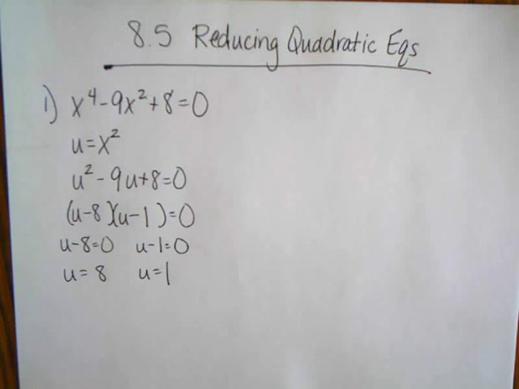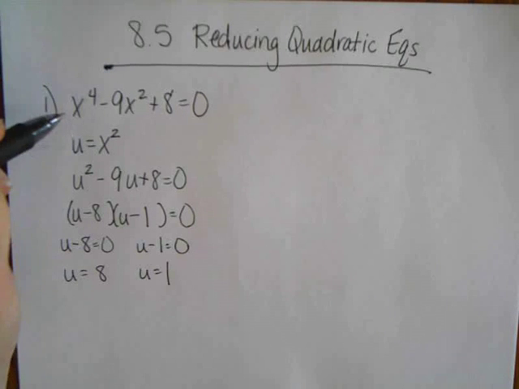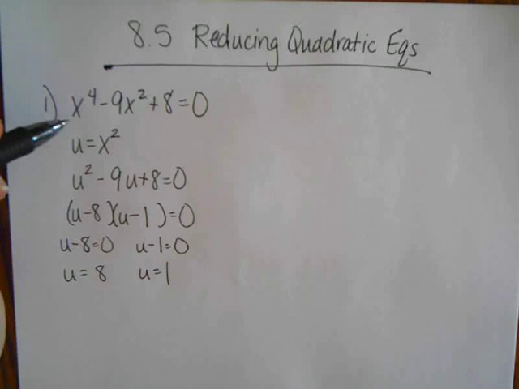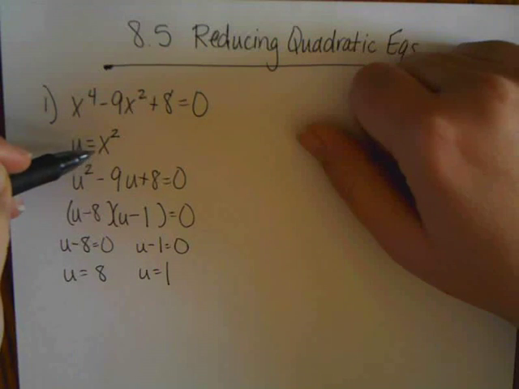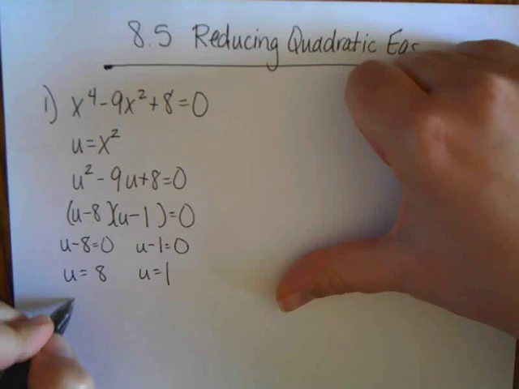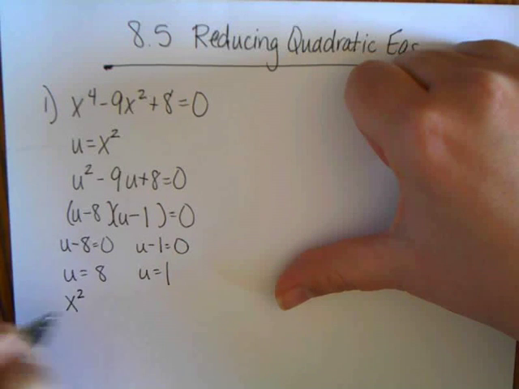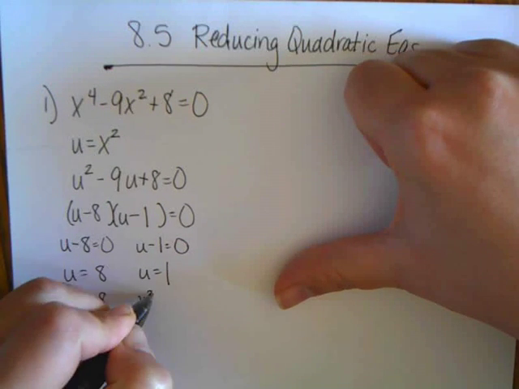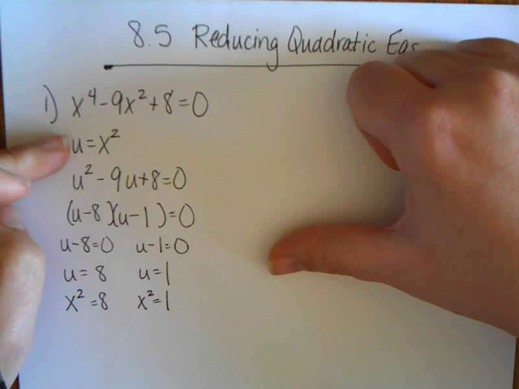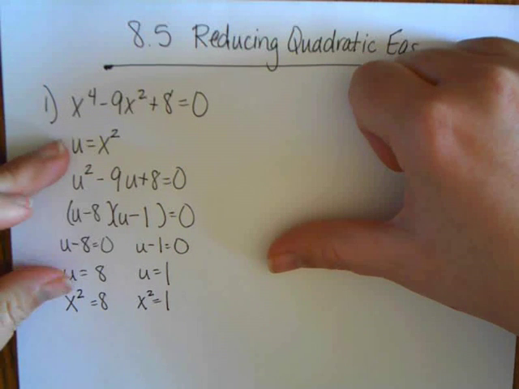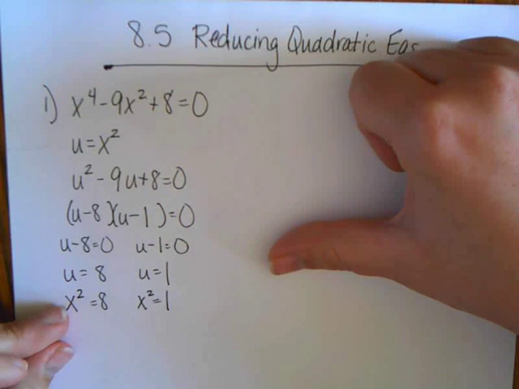But we didn't ever want to solve for u. Back in the original, u meant nothing to us. So what we have to do now, once we have solved for u, is plug it back in for what u is. U is x squared. So x squared equals 8, and x squared equals 1. So at the very beginning, we get into u's, we solve with u's, and then we get back out of them at the end.